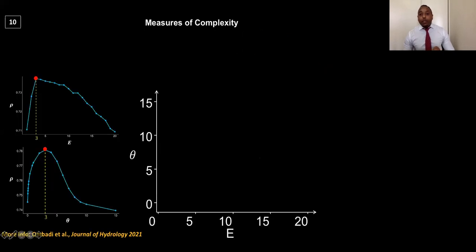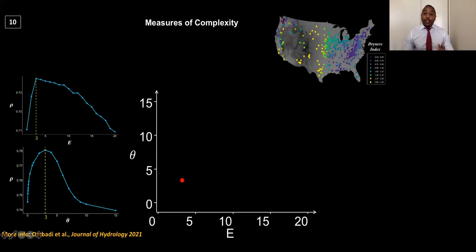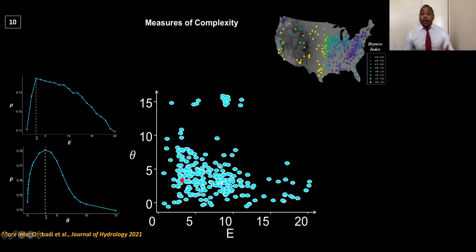All right, now what we can do is construct a two-dimensional space where in the horizontal axis we have E, the number of active degrees of freedom, and in the vertical axis we have theta, the nonlinearity index. And we can take the two values that we estimated in the previous slide and map them into this two-dimensional space. What we can also do is look at other hydrologic basins. So here we have 400 hydrologic basins across the contiguous United States from the MOPEX dataset. And we can also compute the values of complexity indices for those basins, and here they are.